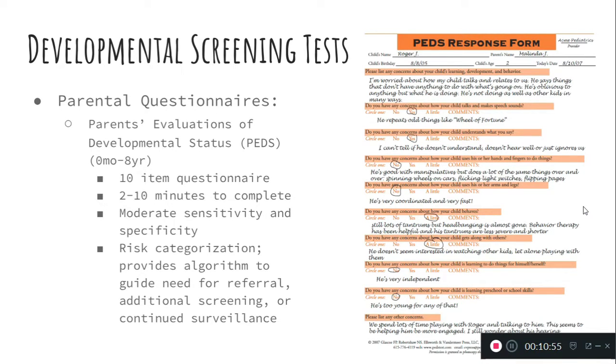My personal favorite, and born out of Vanderbilt, is the PEDS assessment. So it's the Parents' Evaluation of Developmental Status. Now, this has a wide age range, so you can start at 0 months and go up to 8 years. It's a 10-item questionnaire, which you can see to the right. 2 to 10 minutes to complete. It's pretty quick. Now, this is nice because it not only has this response form, but it has a scoring tool and an interpretation tool. So it has risk categorization, which means it provides an algorithm to guide need for a referral, additional screening, or continued surveillance.